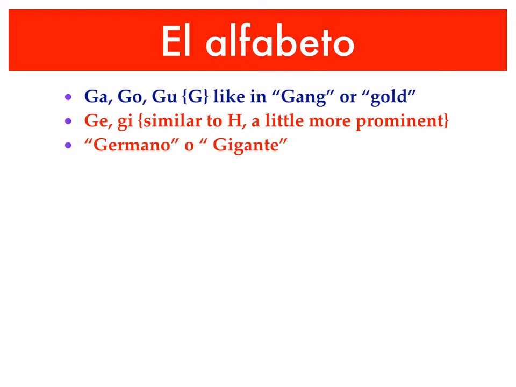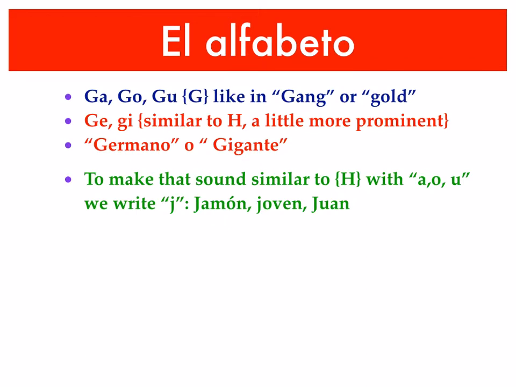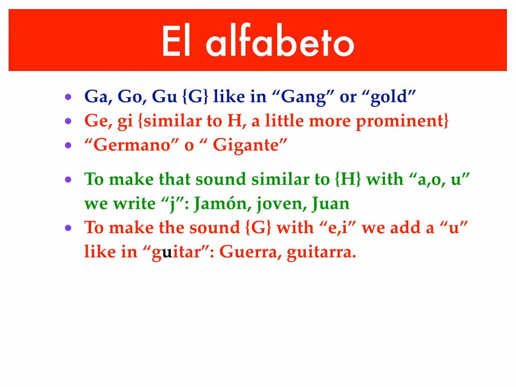To make the sound similar to that H with the vowels A, O, U, you have to write a J. It will be jamón. Listen, jamón, joven, Juan. That's how we write that sound. The opposite, to make the sound G, like gang or goal, with E and I, we add a U, like in guitar in English. So we'll have guerra, listen, guerra and guitarra. Are you getting confused? A little bit? I understand.